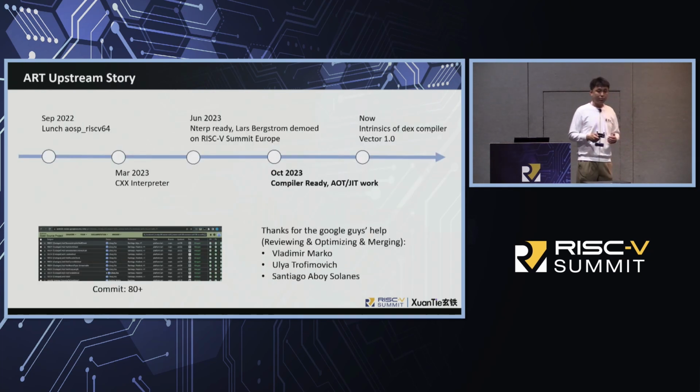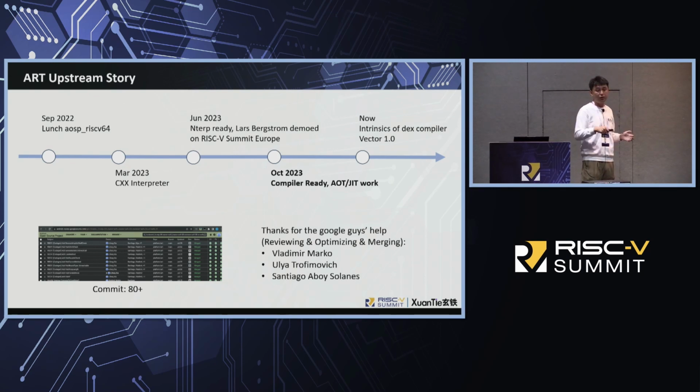And then we started the upstream story. We started upstream in September 2022, first with the standard RISC-V AOSP configuration file. We finished the basic interpreter in March 2023, and we finished the nterp in June 2023. And Lars Bergström demoed his Catfish emulator at the RISC-V Summit in Europe, which was also very famous news.